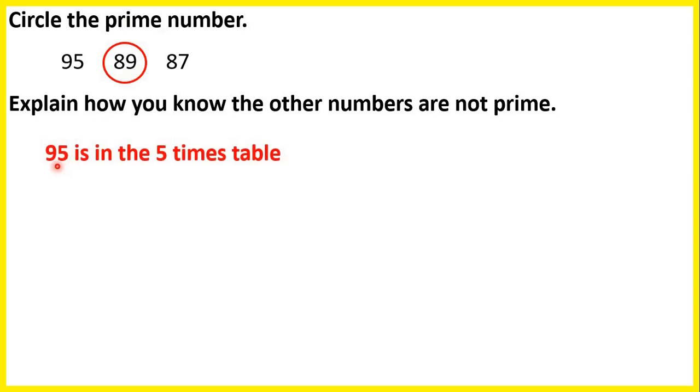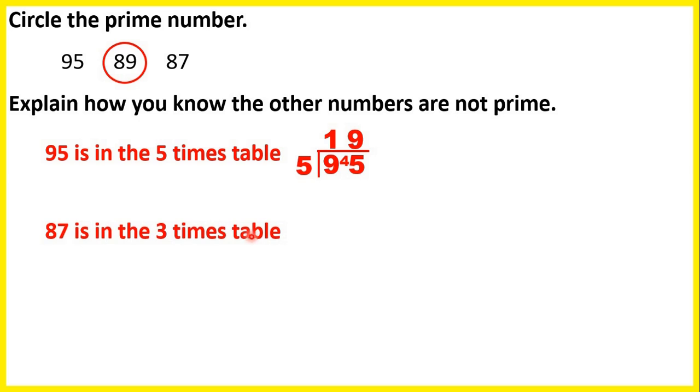We know that 95 can't be a prime number because 95 is in the 5 times table. We know that any number that ends in a 5 or 0 will be a multiple of 5. And if we divide 95 by 5, we don't get a remainder. So we know that 19 times 5 is 95. And 87 is in the 3 times table. And we know that because if we divide 87 by 3, we get 29. So we get a number with no remainder. And that means that 29 times 3 is 87.